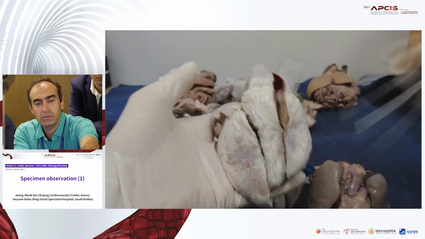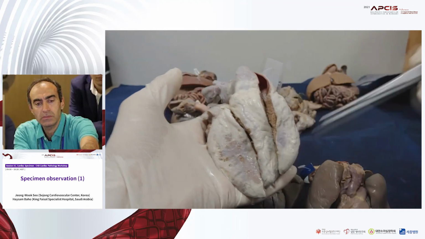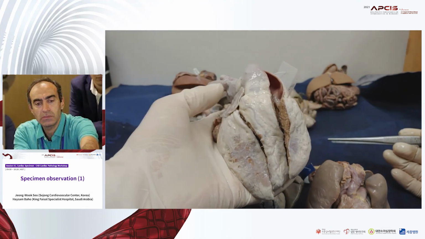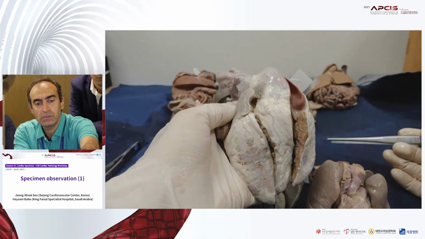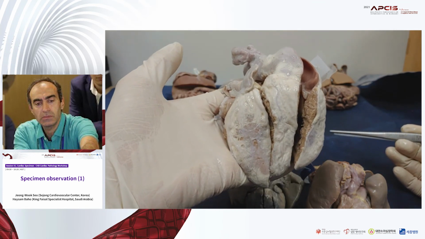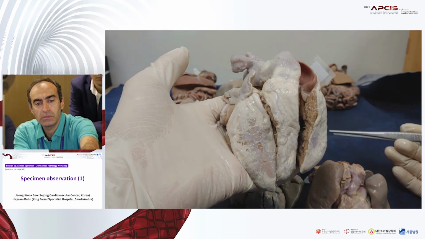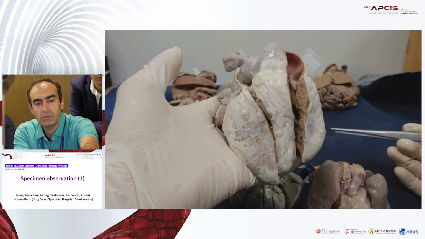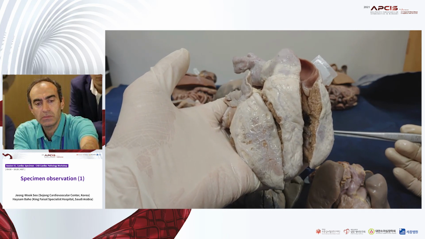It is important to distinguish these patterns and study them on specimens, as we are doing here, and not only look at the books and look at the pictures in the books. Looking at real specimens is crucial in understanding these complex anatomies. So thank you for your attention, and we'll continue with the next videos.